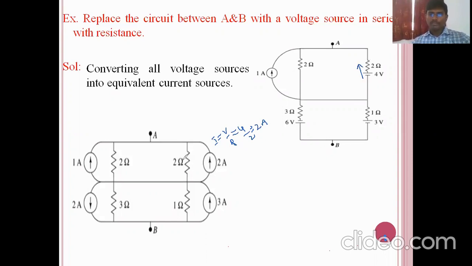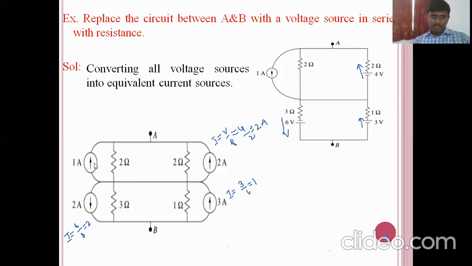E2 remains the same. Similarly here, I is equal to 3 by 1, which is equal to 1 amp. Here also current is flowing upwards. Coming to here, I is equal to V by R. V is 6, R is 3, so 6 by 3 is equal to 2 amps. But here 6 volts is driving current in the downward direction. Therefore, this 2 amp current source is driving current in the downward direction.